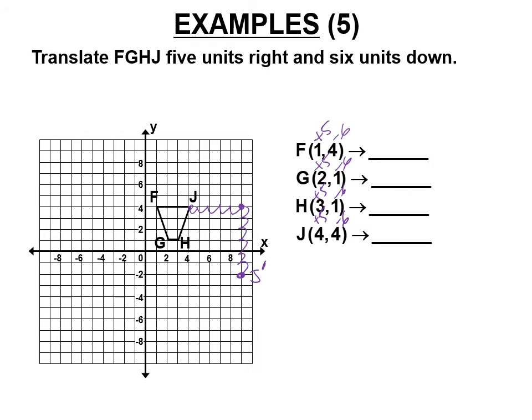So J was at (4, 4). That's this one here. And now it looks like it's at (9, -2). Did the math work out? Yeah, 4 plus 5 is 9. 4 minus 6, negative 2.